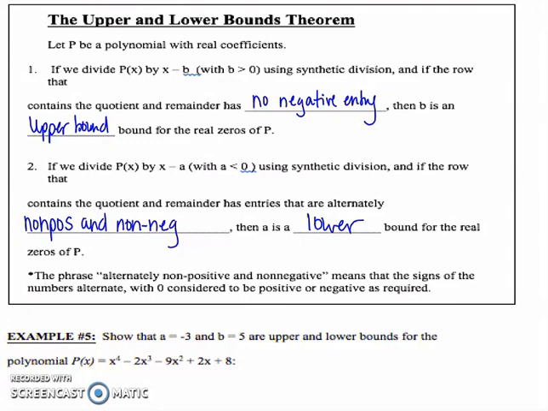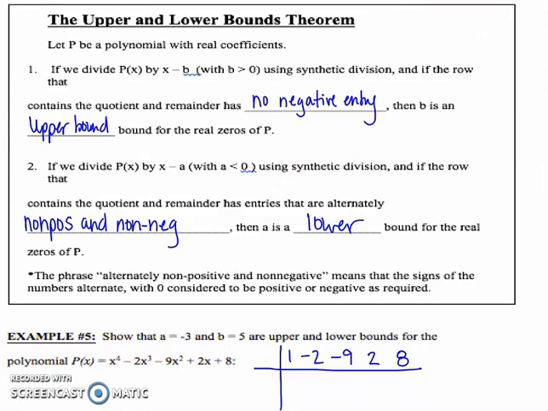So for our very last example, we're going to show that a equals negative 3 and b equals 5 are upper and lower bounds for the polynomial. Okay? So if we do synthetic division, again, let's do a quick check here. X to the fourth, x cubed, x squared, x, constant, we're good. So we don't have any missing terms. I'm going to make my t-bar chart here and put my coefficients across the top. So I've got 1, negative 2, negative 9, positive 2, and positive 8. I want to show that negative 3 and positive 5 are upper and lower bounds for the polynomial.